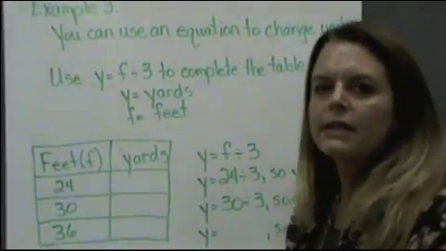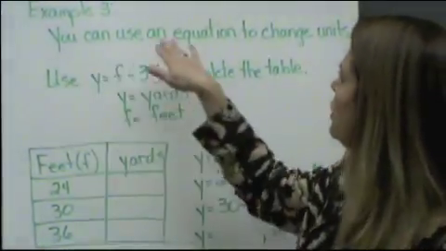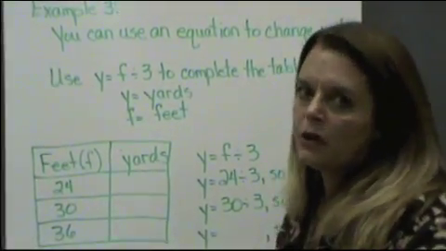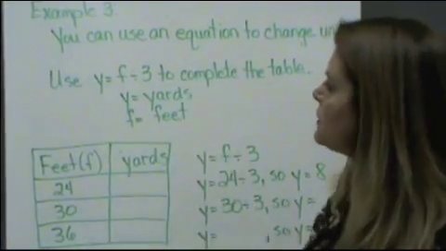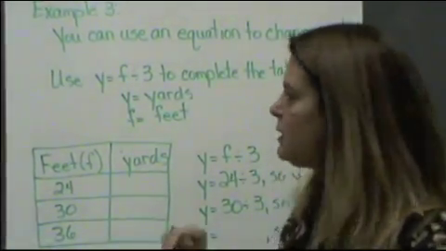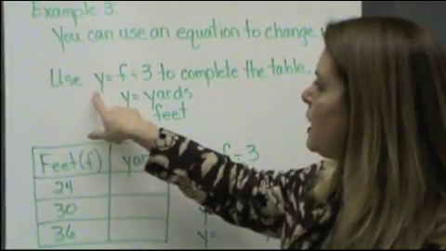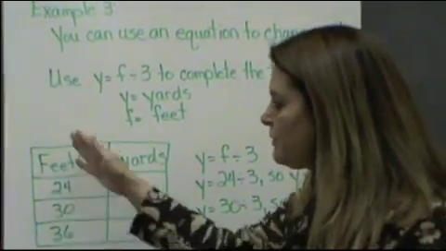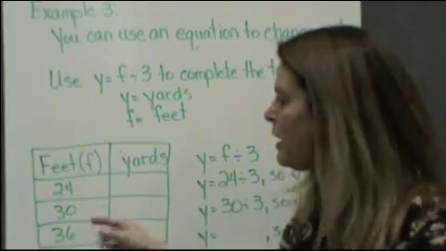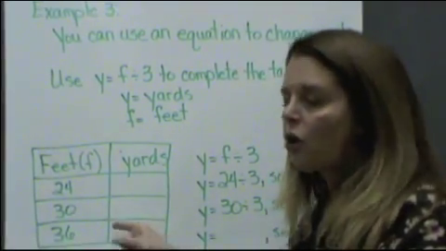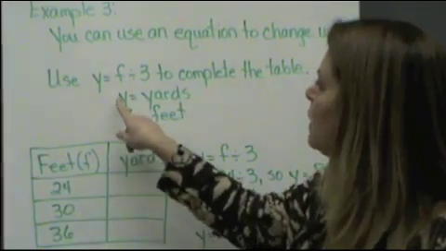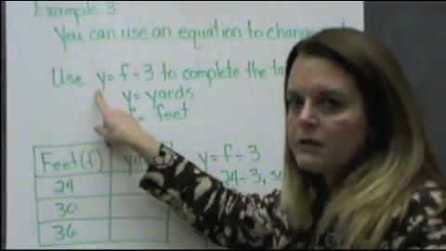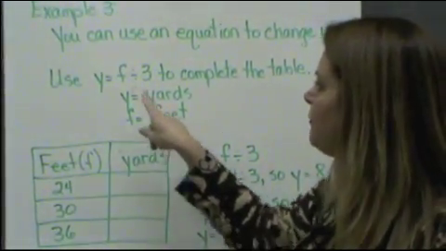Okay, and here we have example 3. You can use an equation to change your units. When you've measured in one unit and you want to change it to a different unit, you can also use an equation, and it looks pretty fancy too. So we're going to use the equation y equals f divided by 3 to complete this table. I've taken some measurements in feet, but I want to know how many yards there are. So in my equation, y equals yards, that makes sense, and f equals feet.